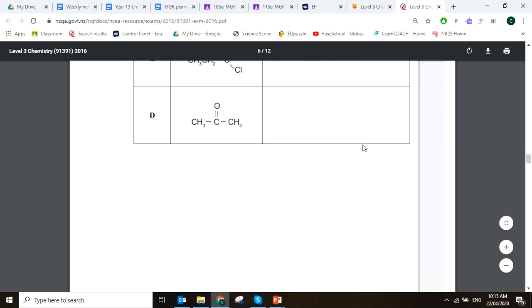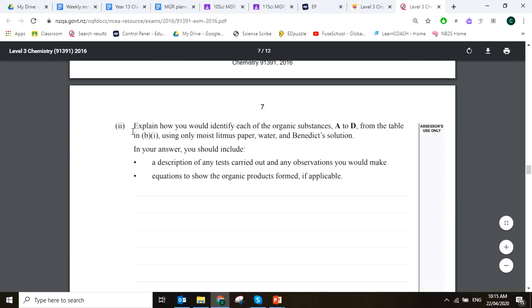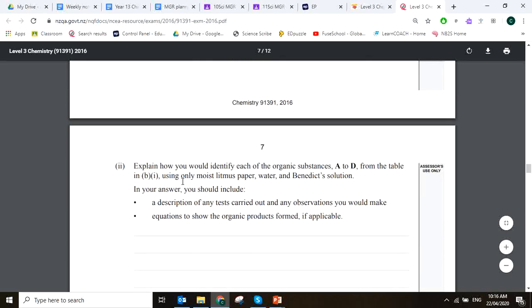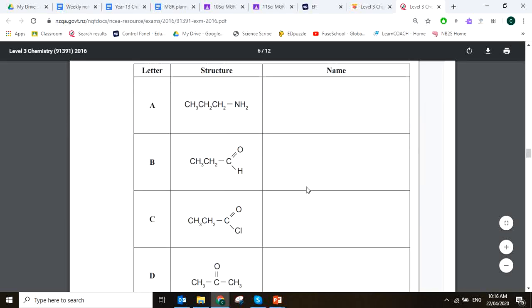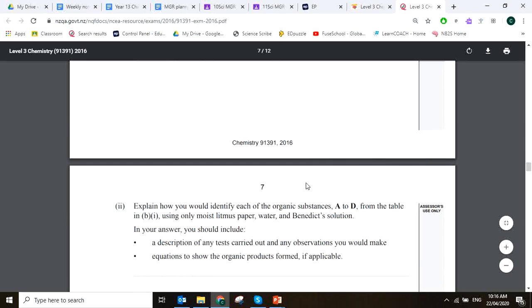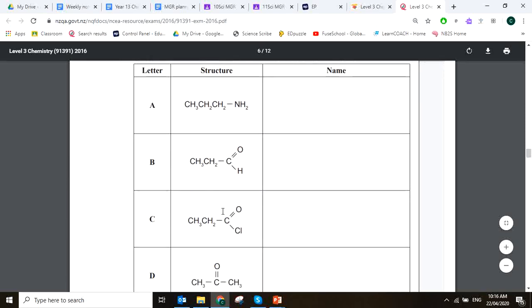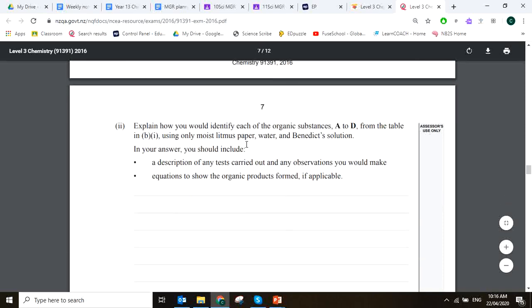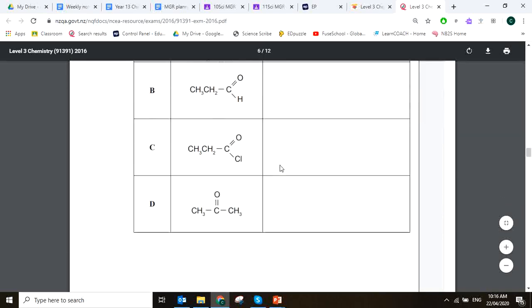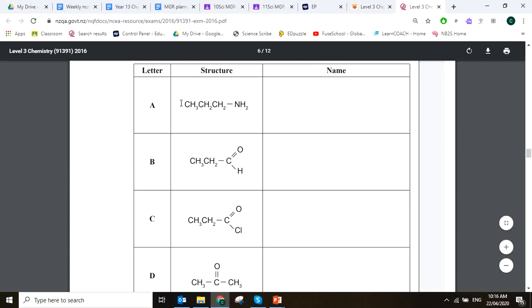Okay, the next part, which is the part I want us to focus on, is it says, explain how you would identify each of the organic substances, A to D, from the table using only moist litmus paper, water, and Benedict's solution. So you have to use litmus paper, water, and Benedict's solution to react with these and identify which one's which. So the first thing is your moist litmus paper. Okay, because amines are simply bases, if you add moist red litmus paper to this, it's going to turn blue.